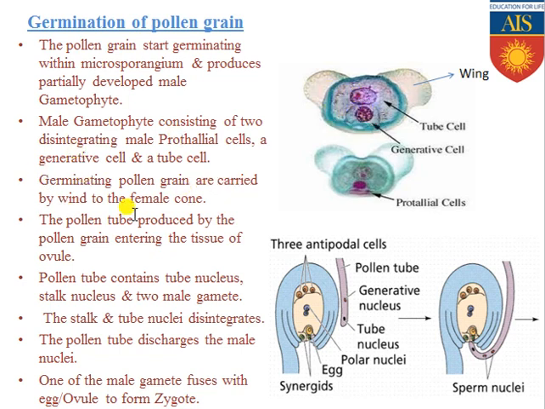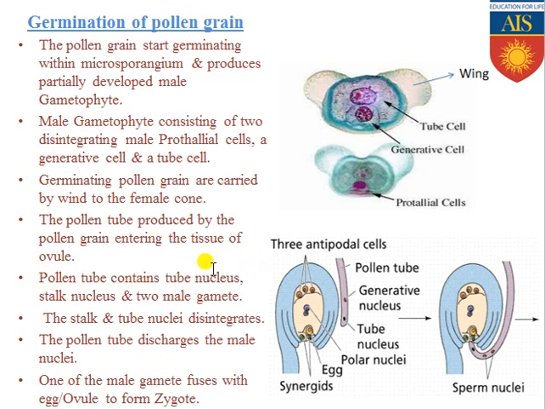Germinating pollen grains are carried by the wind to the female cone. That means anemophily is the process. Through the wind, the pollen grain is carried to the female cone. Here there is no stigma or style structure. Both male cone and female cone are present. The pollen tube produced by the pollen grain enters the tissue of the ovule. The ovule is present on the surface of the megasporophyll, as I already told in the previous slide. The pollen grains are transferred to the apical surface of the ovules, and from there the pollen tube is formed and enters the ovule.